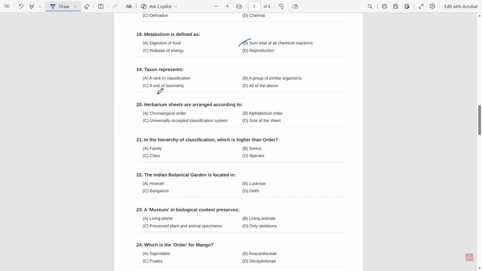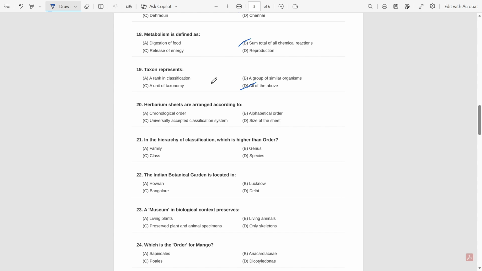19. Taxon represents A. A rank in classification. B. A group of similar organisms. C. A unit of taxonomy. D. All of the above. The answer is D. Why? Taxon is a general term for any level or group in the biological hierarchy.